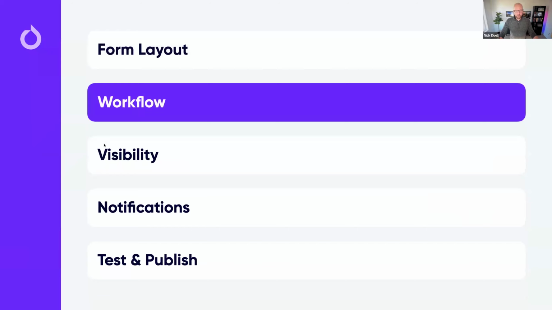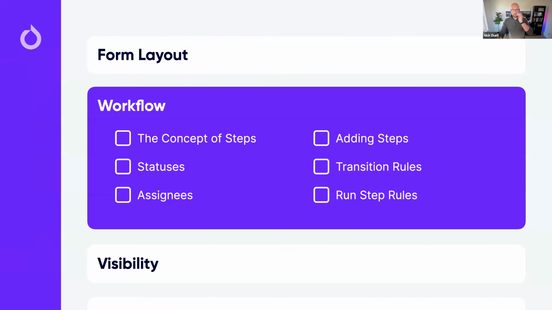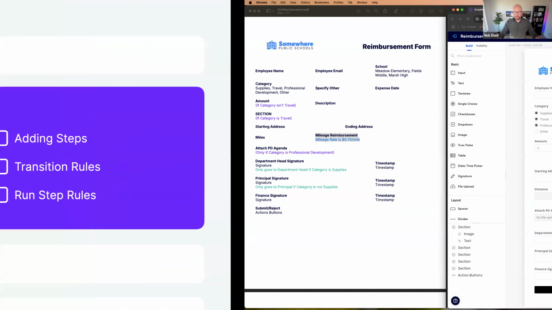Let's move on to the workflow piece, which is, like I said, maybe the scarier part, just because you're building how this submission is going to move when somebody hits submit, but it's not too bad. So we'll talk about the concept of steps, statuses, assignees, how to add a step, and then setting up rules for the workflow, which is how does it move? Maybe you want to skip a step if a step doesn't make sense to actually run.